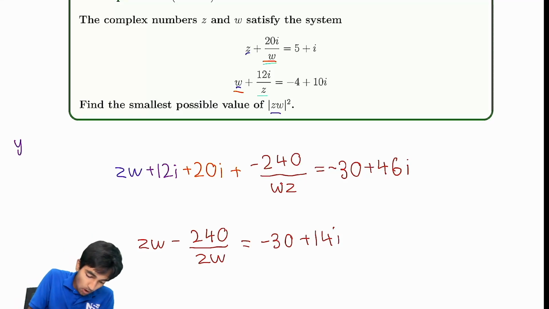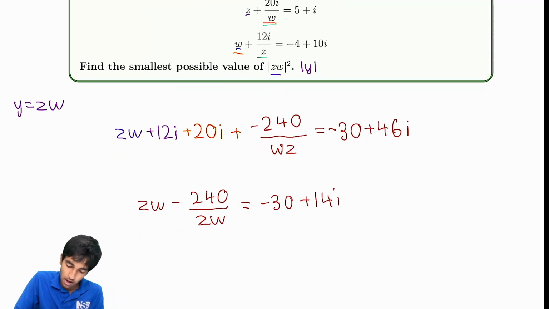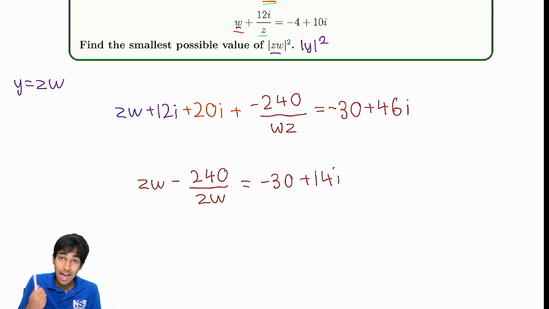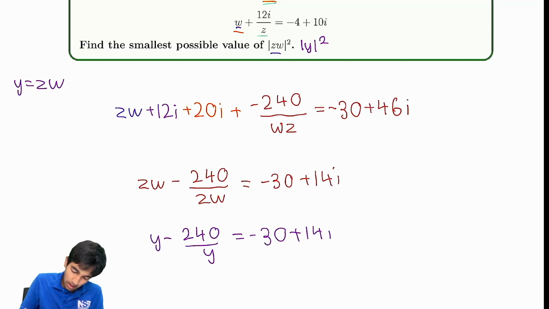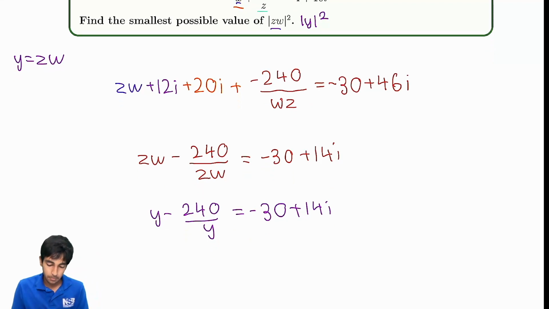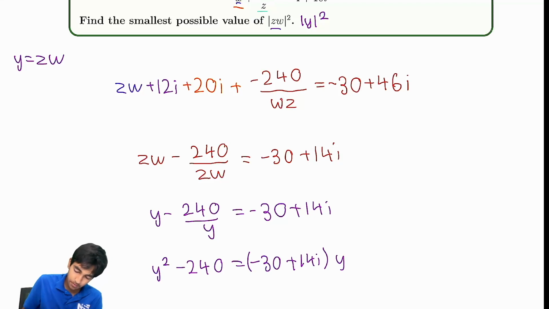So what we're going to now do is say y equals ZW. Why? So we can just deal with one variable. And really now this is just the magnitude of y squared. So y minus 240 over y minus 30 plus 14i. Okay, now what? Multiply by y to the whole equation. Y squared minus 240 equals minus 30 plus 14i times y. And then y squared plus 14i minus 30 minus 240 is 0.